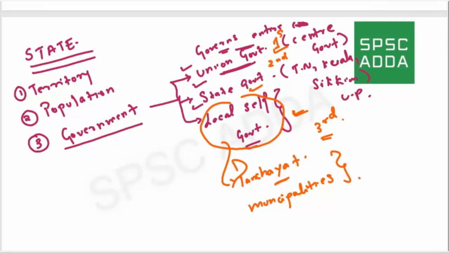Clear? Yes, sir. Write down: government can be divided into three types. Union government or central government, which governs the entire country.